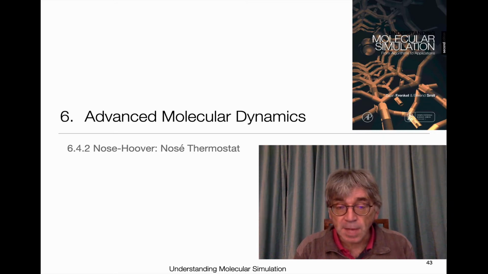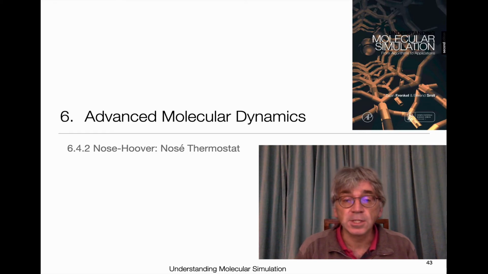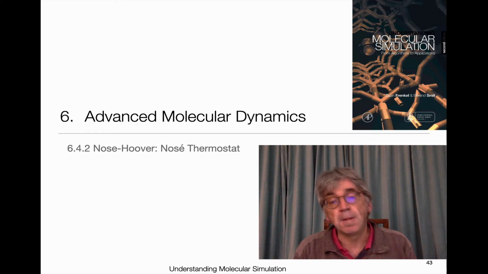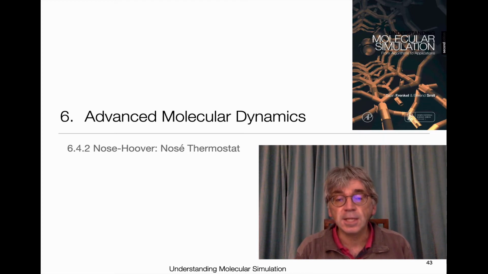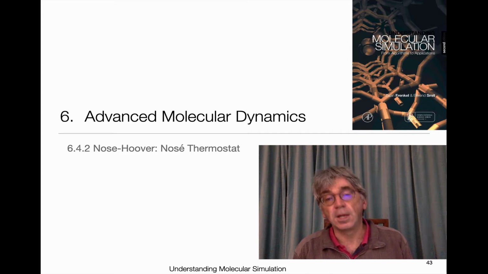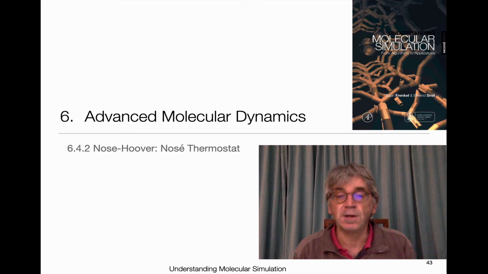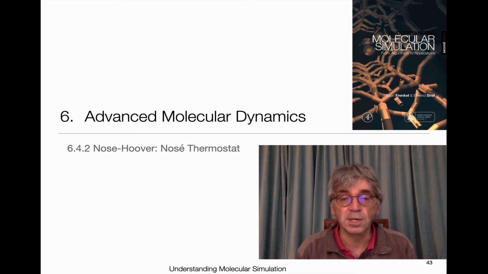What we have seen in the previous lecture is a very formal way of writing the equations of motion in case we need an extended Lagrangian. And that is actually the idea of a Nose thermostat, that we extend the normal Lagrangian with an additional variable in such a way that we generate the canonical ensemble.